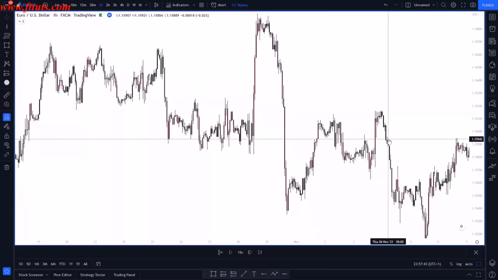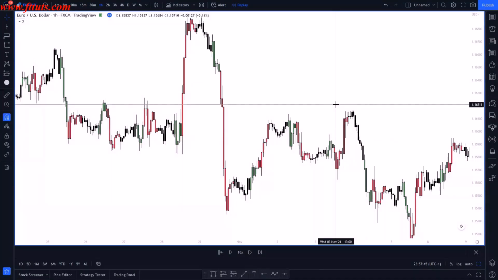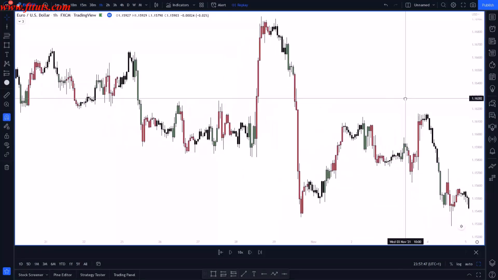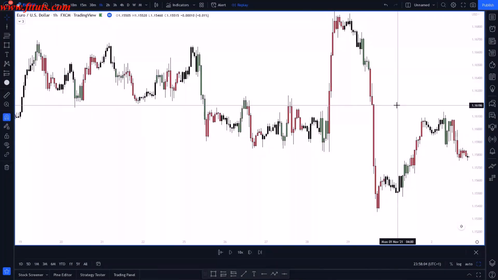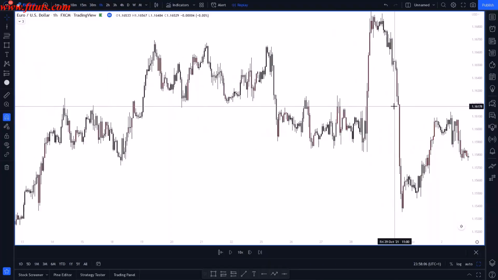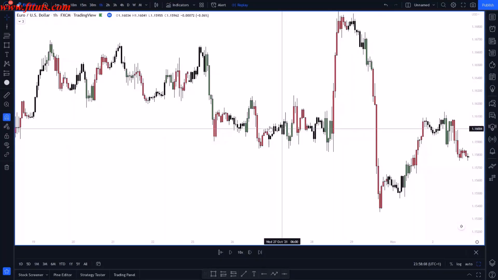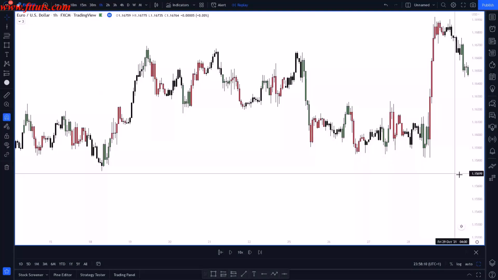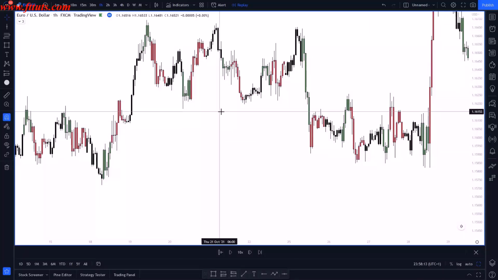For Euro USD, gold, which is XAU USD, and silver, which is XAG USD, you should only trade these pairs in US session, and it's really, really simple, the actual zones that the banks use. So it's literally just previous US highs and low zones. It's as simple as that.